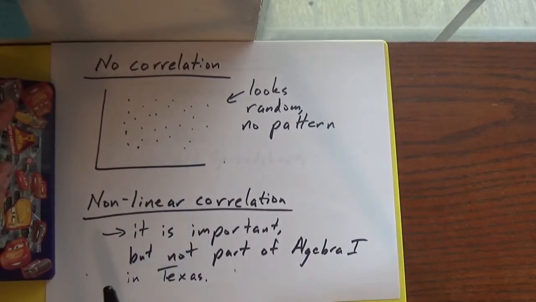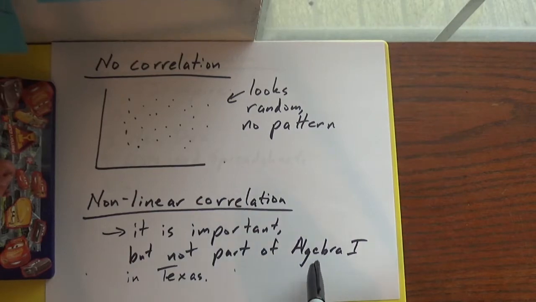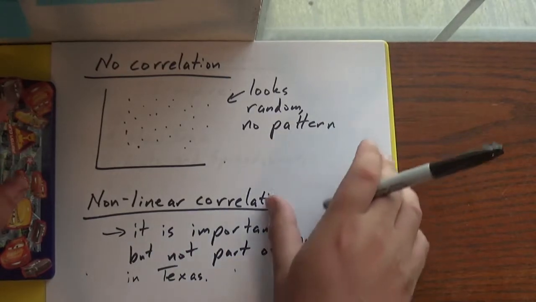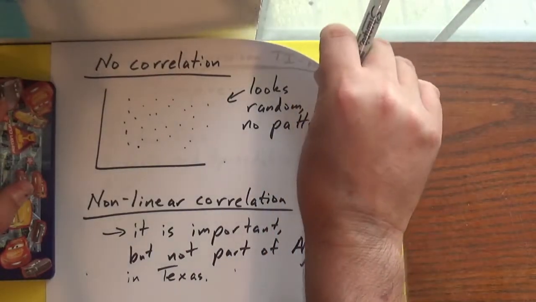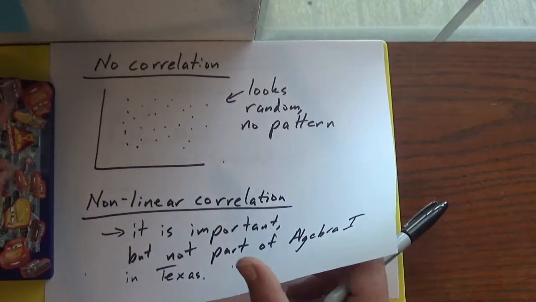Sometimes the standard tests like to talk about nonlinear correlation. It's definitely an important thing in statistics, but in Texas it is not part of Algebra 1. So nonlinear correlation is just a wrong answer you can scratch off, at least in Texas. I don't know what other states might cover that in Algebra 1.